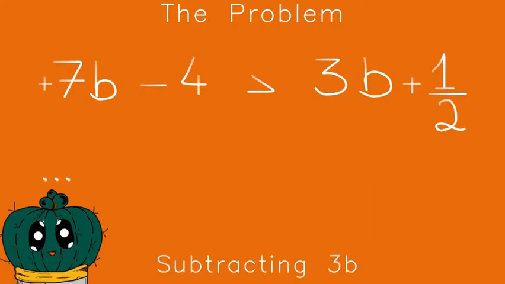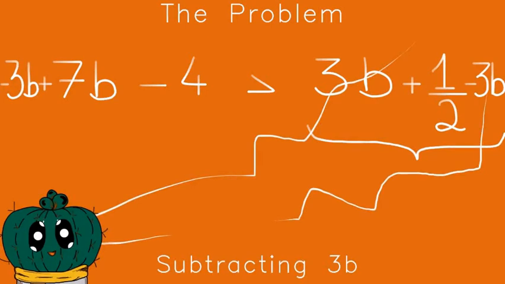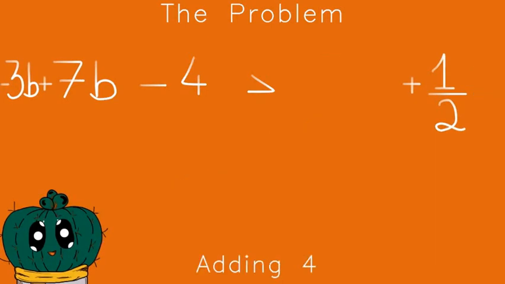First of all, let's just focus on the 3b, which is on the right hand side. We need to get rid of the 3b on the right hand side, and we can do that by subtracting 3b on both sides. In fact the 3b's just cancel out on the right hand side, and on the left hand side we can simplify it later on. But first of all, let's just get rid of the 4, which is on the left hand side.